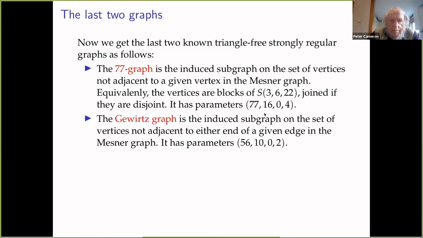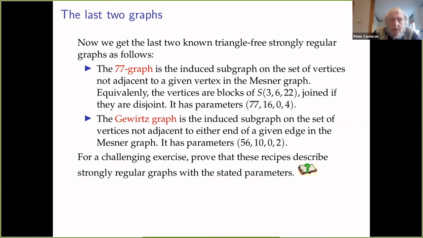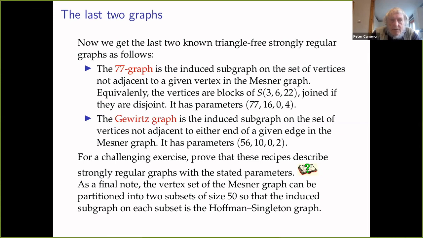And the 56 graph, you do a similar thing, except that instead of taking the vertices not adjacent to a given vertex, you take an edge and you take the vertices not adjacent to either end of that edge. And that gives you a strongly regular graph with those parameters. And that is it. Those are, as far as we know, all of the triangle-free strongly regular graphs. But you might like to take these definitions and prove that they are indeed strongly regular graphs. I'll give you a little hint for that.